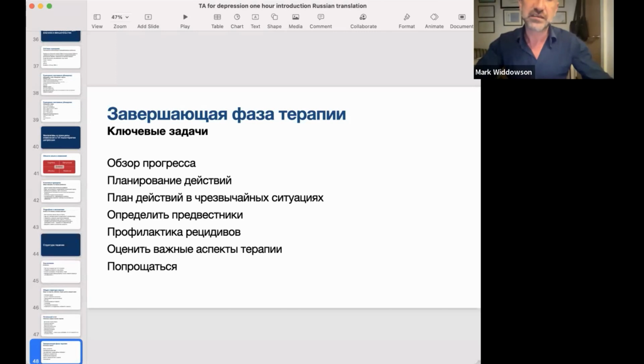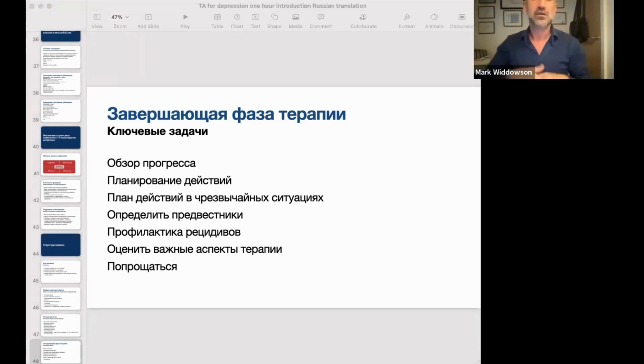So there are certain things that I think that we need to do. Obviously, we need to review the client's progress and give them strokes for the great changes that we made. We need to come up with a plan about how they're going to continue to implement changes in their life. One of the things that I do is help them to think about things that they might do if stuff goes wrong. So they have a plan B, if you like.